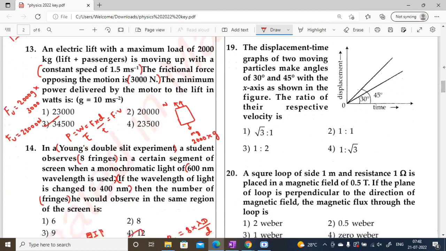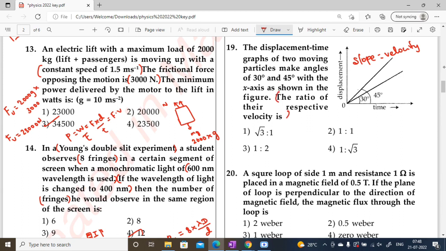The displacement time graph of two moving particles making an angle of 30 degree and 45 degree with the x-axis as shown in the figure. The ratio of their respective velocities, right? So we have two graphs, a displacement time graph, and when you try to find the slope of this graph, that gives you the velocity. First, we must know what the slope is and what the area covered by a displacement time graph is. Generally we must know, right? So when we know it, we can solve the questions in an easier manner. So they're asking what is the ratio of their velocity.